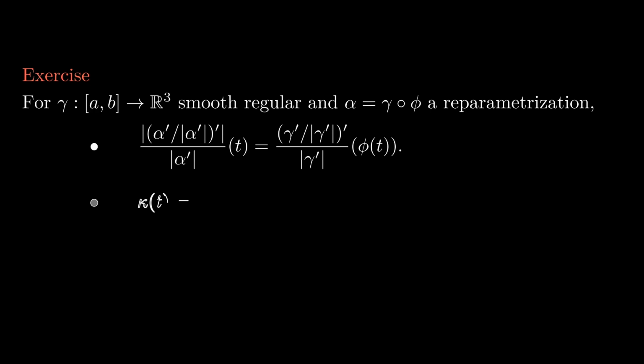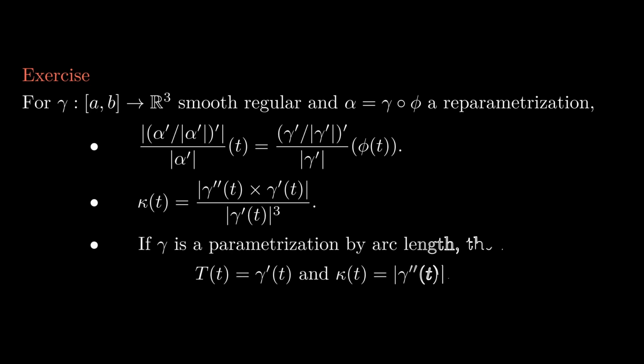Also, by expanding the definition of T in terms of the velocity and the speed, one could compute the curvature with a direct formula. Finally, I want you to notice that in the particular case when we are working with an arc length parametrization, uppercase T and gamma prime coincide, and the curvature is simply the norm of the second derivative of gamma.